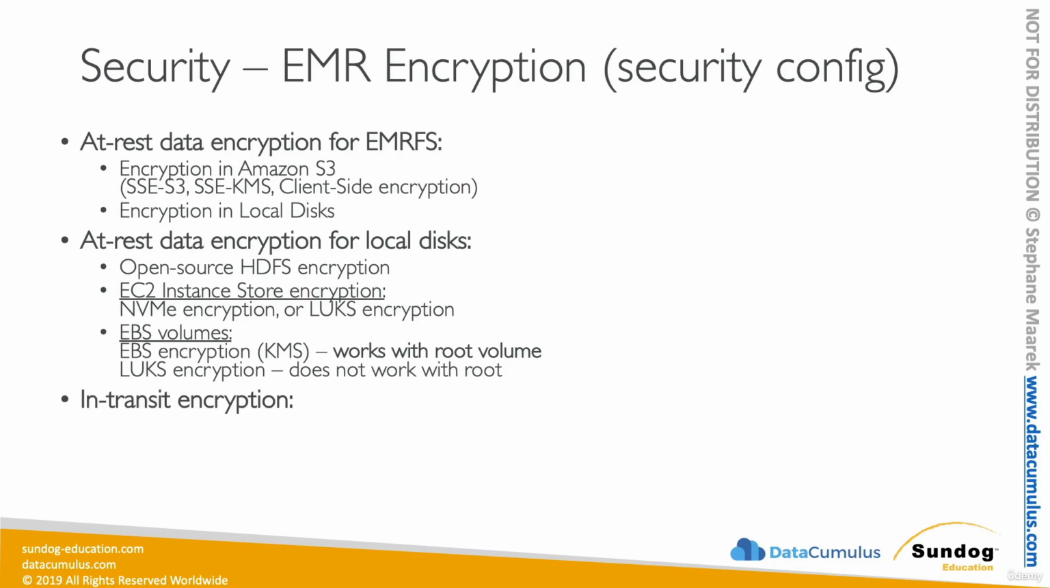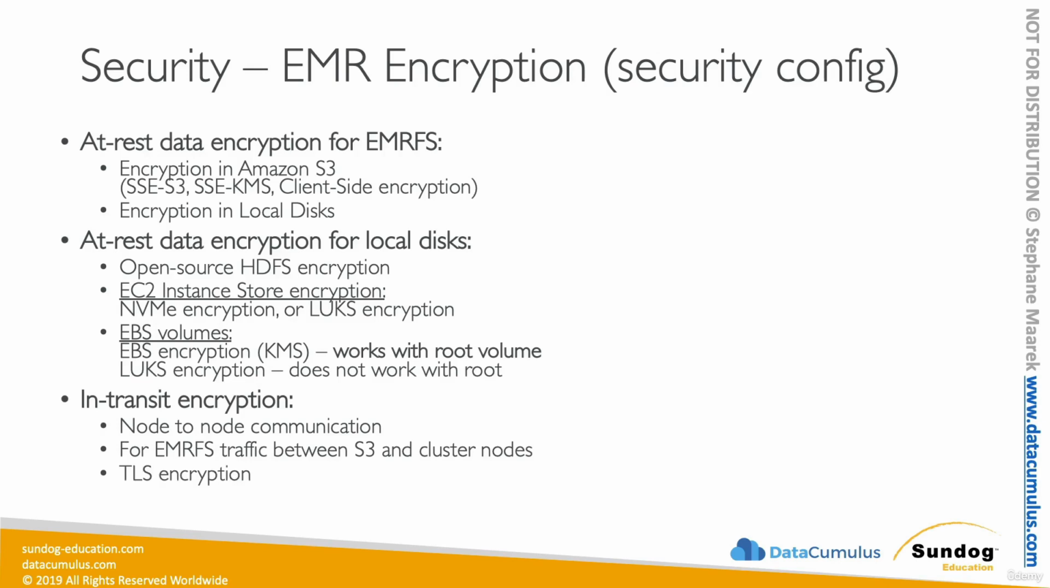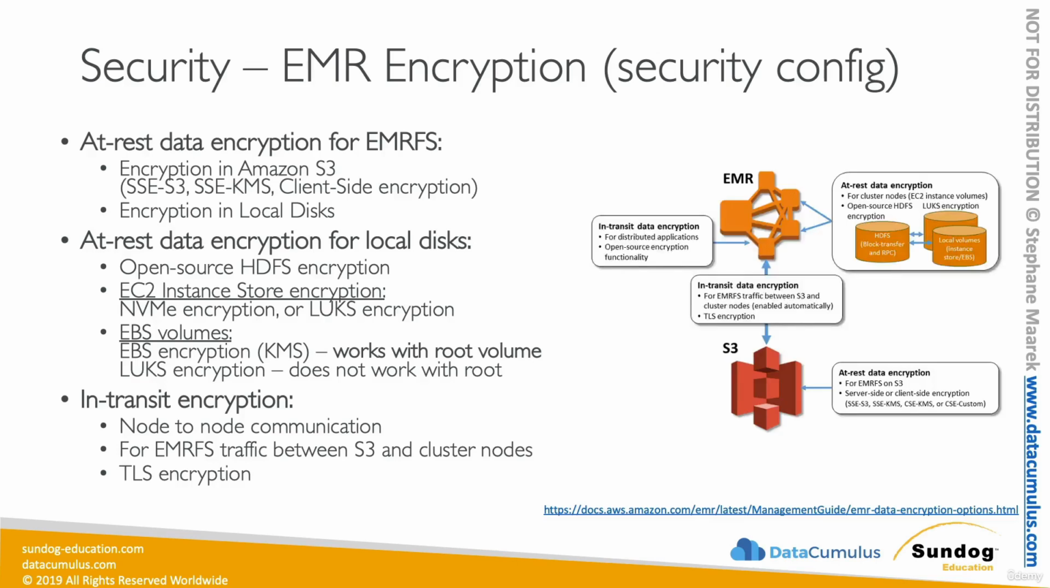Now for in transit, we can have encryption between your nodes so that node-to-node communication is encrypted using SSL. And you can also make sure that any traffic from EMRFS, so between S3 and your cluster nodes, is also going to be end-to-end encrypted using TLS. This diagram can be helpful to remember things and put it into perspective, and this comes straight out of the documentation of EMR for the data encryption options. So as I said, you have to remember everything I just said for EMR. These will be some very valuable points going into the exam, so hopefully that's helpful.